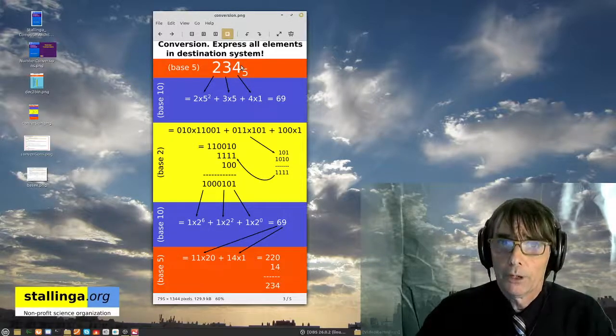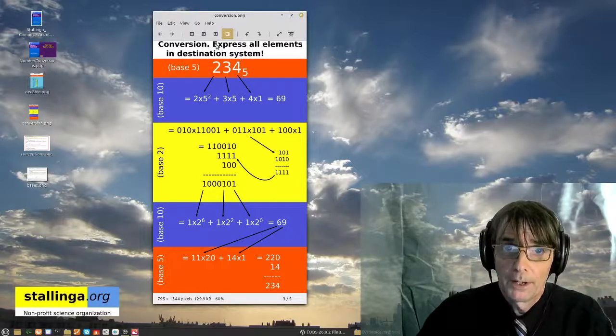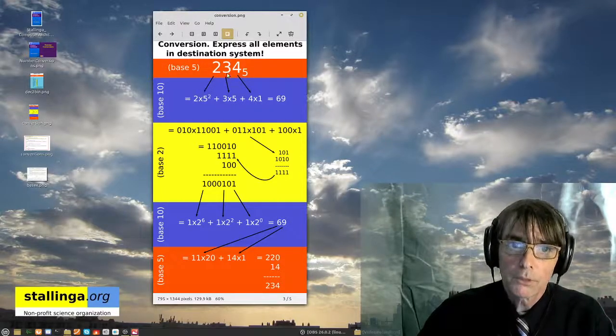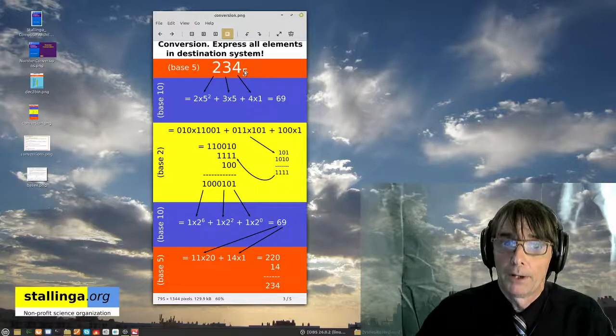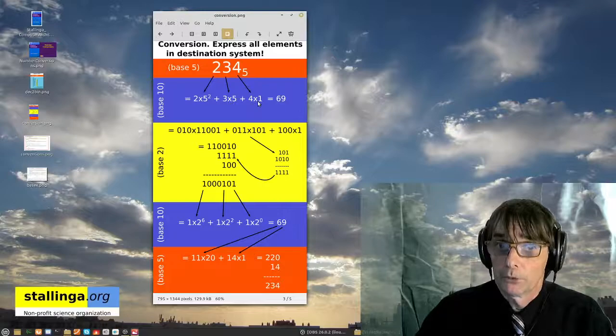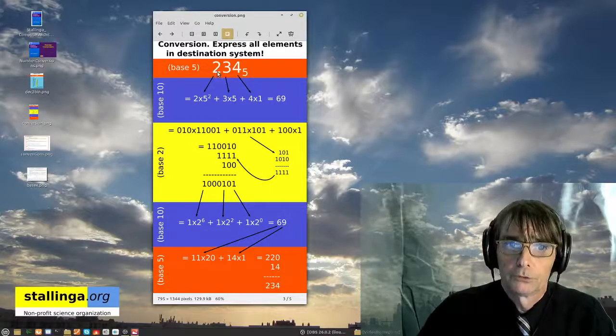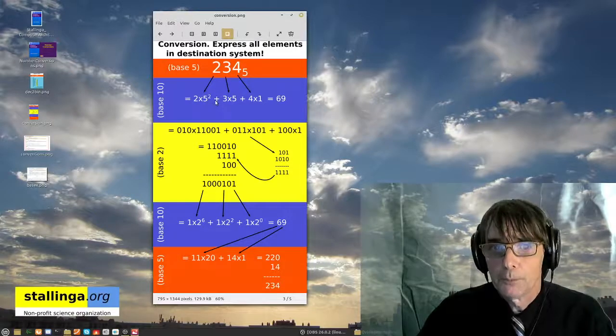Or let's do it converting to base 10. So what do we have to do? In any conversion from any base to any other base, we have to express all elements in the destination system. In this case, we want to convert to base 10. It means we have to multiply 2 by 5 squared, plus 3 times 5 plus 4 times 1. And that, fortunately, is very easy, and we're already used to this because we're used to doing calculations in base 10. We know that 2 times 5 squared is 2 times 25, and that's 50. Plus 3 times 5, that's 15, plus 4 times 1 makes a total of 69. So conversion from base 5 to base 10 is actually quite simple.